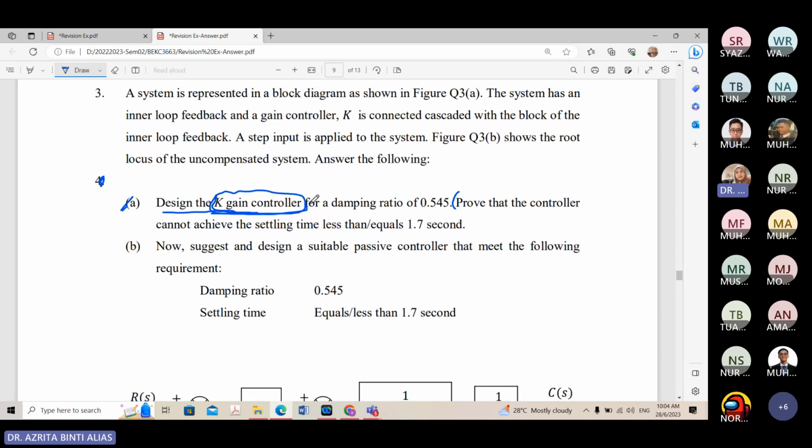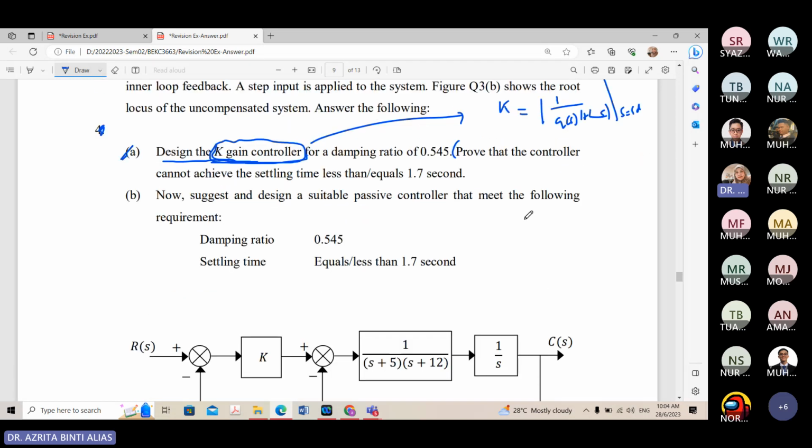So like I mentioned, seperti yang saya dah cakap sebelum ni, for the K gain controller, we will always use this formula. K is equal to 1 over G(s)H(s), and we replace s with the s_d. Okay, G here must be the G for this system. K for the system is referred to the G for this system.